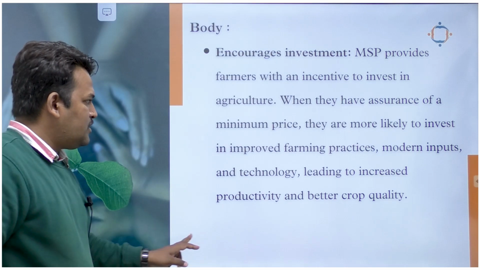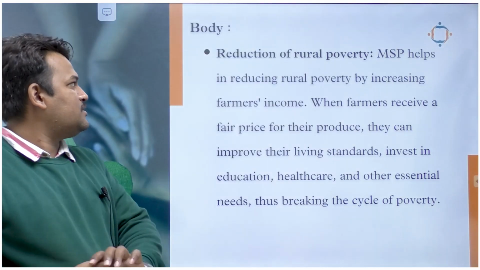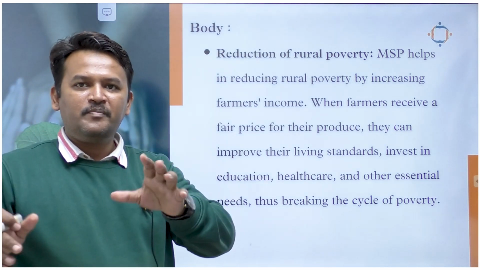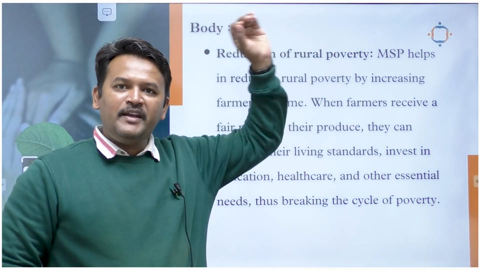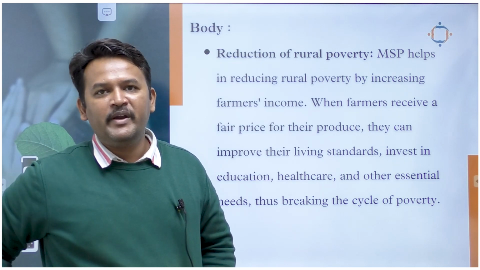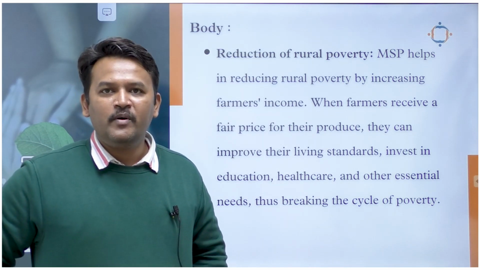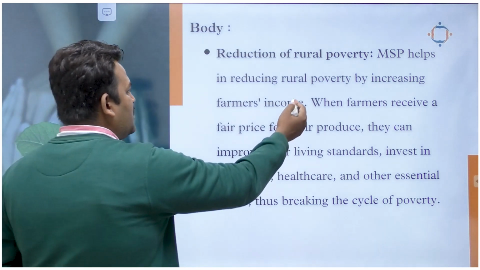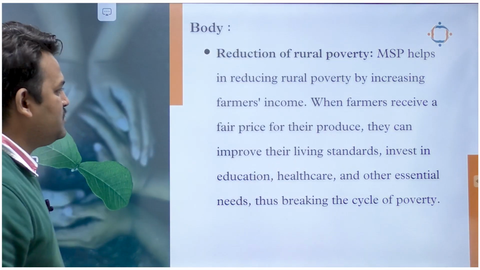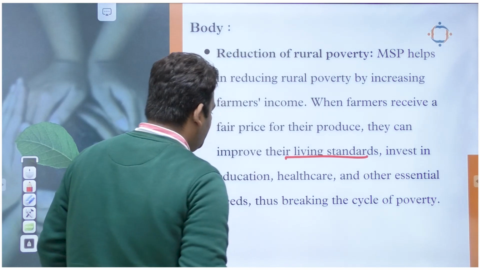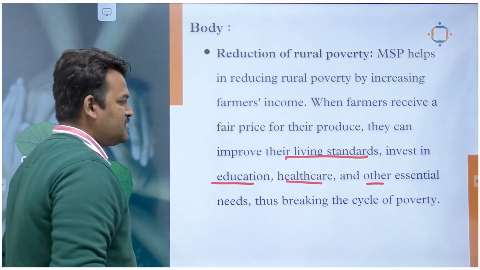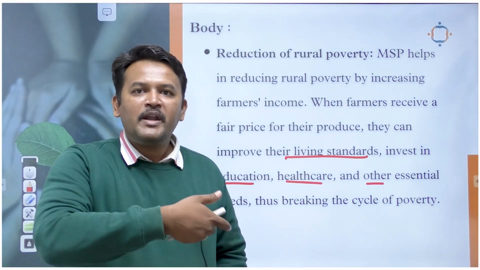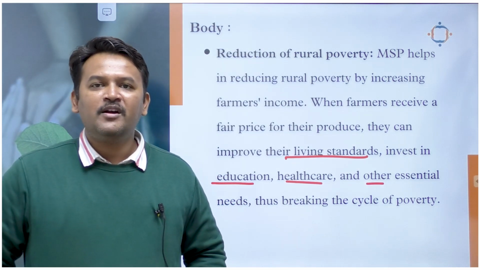So in this particular question, we are focusing on three major aspects, and the last one is the reduction of rural poverty, right? If you are unable to recall, let's say, a particular point, just place this point in any answer, right? Every strategy of a government focuses on this reduction of rural poverty, okay? MSP helps in reducing rural poverty by increasing farmers' income. When a farmer receives a fair price for their produce, they can improve their living standard, invest in education, healthcare and other essential needs, thus breaking the cycle of poverty. After breaking the cycle of poverty, farmers will automatically come out of the low income trap as well.